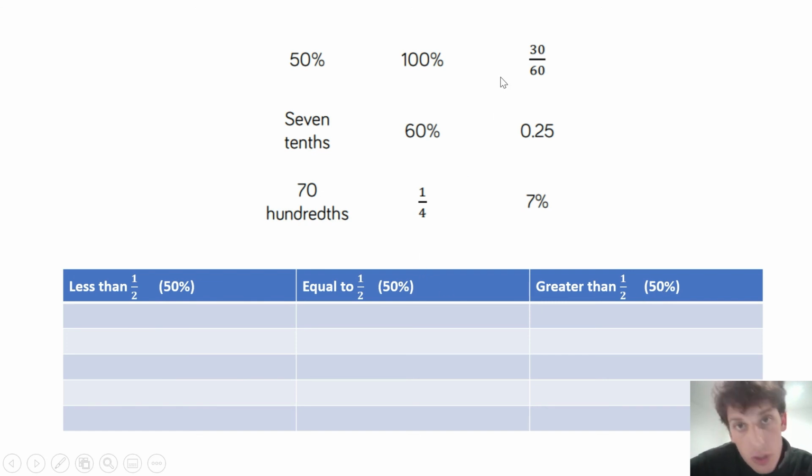I'd turn all of these into percentages. Once you've turned them into percentages, it's going to be very easy to sort them. It's easier to compare percentages than fractions with percentages, or fractions with decimals. So just turn everything into a percentage. Draw this out, keeping in mind it's less than 50%, equal to 50%, and greater than 50%. Please pause the video, complete that task, and then press play when you're ready to go through the answers.